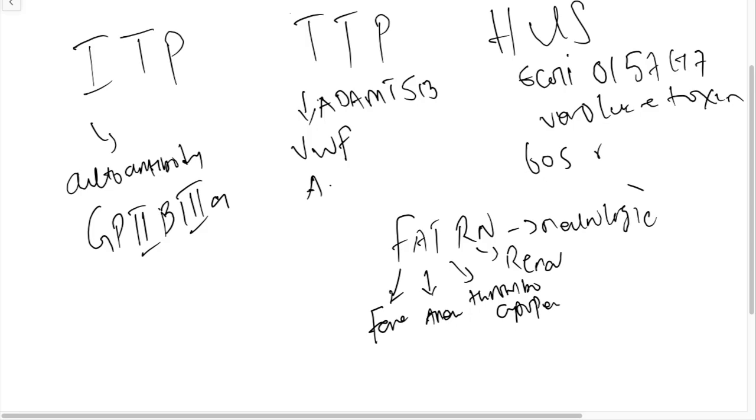Again, ITP, no anemia. TTP and HUS, there is anemia. ITP, there are megakaryocytes in the bone marrow biopsy. TTP, there are no megakaryocytes in the bone marrow biopsy. And HUS also, there are no megakaryocytes in the bone marrow biopsy. Please take note of that.